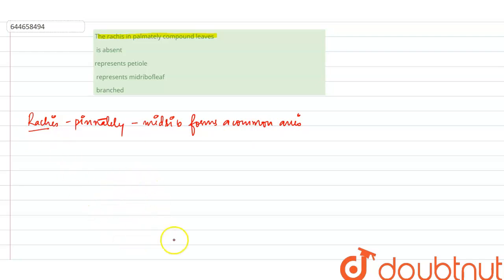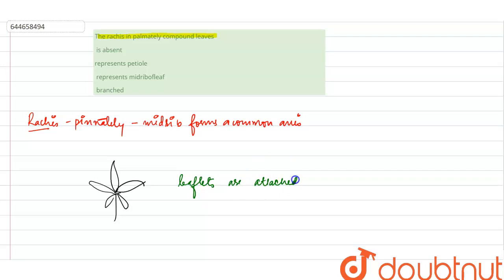But what happens in case of our palmately compound leaves, if we take an example here? The leaflets do not attach to a common axis, but the leaflets are attached to a common point. That is, we can say this common point is at the tip of the petiole.